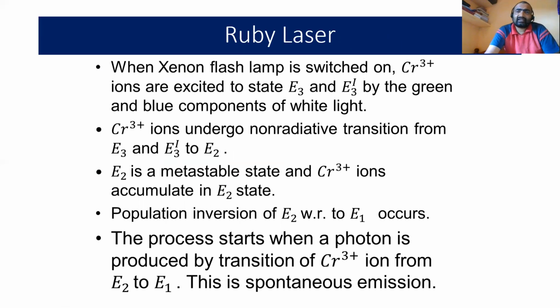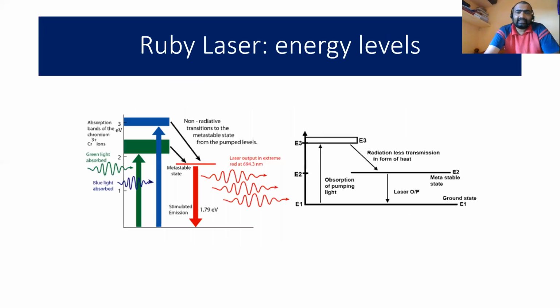When the xenon flash lamp is switched on, chromium ions are excited to state E3 and E3 dash by the green and blue components of white light. Here you see, initially chromium ions are at the ground state. These chromium ions absorb blue light as well as green light, so that they go to this particular state E3 and this particular state E3 dash.